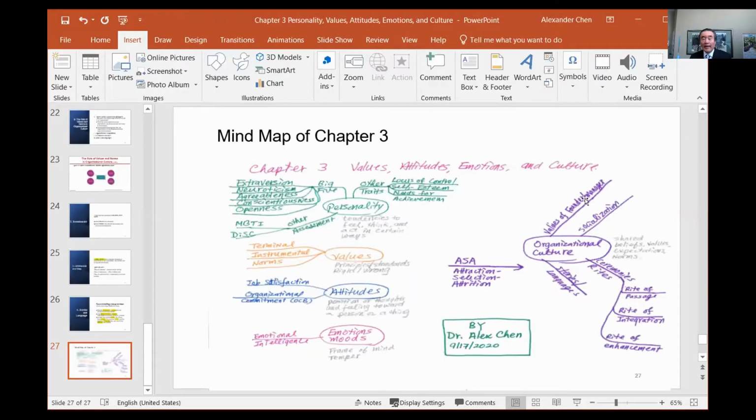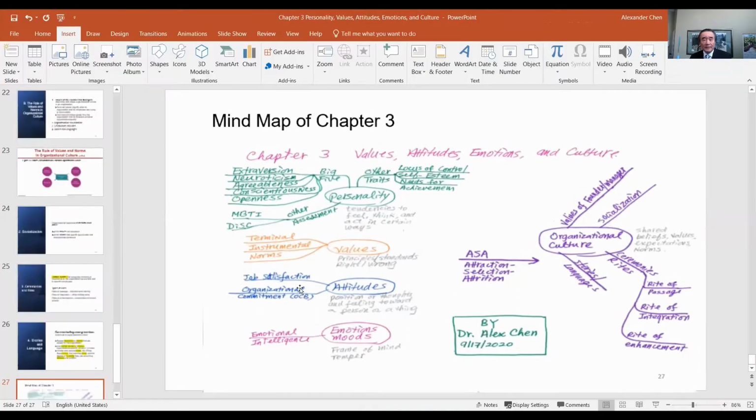I believe Swedish people or some North European person developed this method called a mind map. So this is a typical mind map for this chapter. We talk about personality to begin with, then we talk about values. Today we're going to start to talk about values. Then we'll talk about attitude, then emotion and moods.